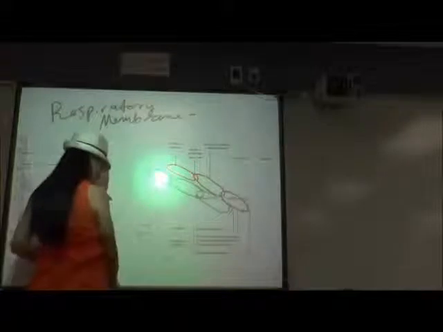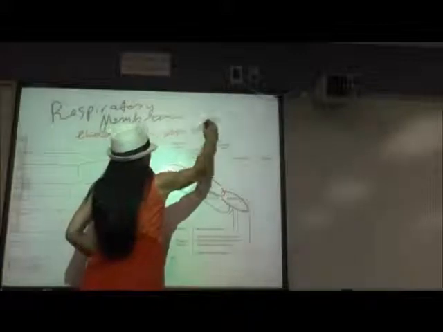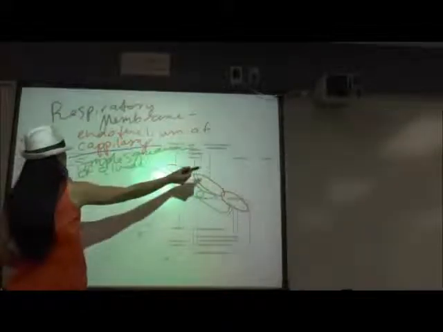So the three parts are the endothelium of a capillary, the simple squamous epithelium of the alveoli, and then the basement membrane that they share. All of our epithelial tissues are grounded to a basement membrane. So that would be the third component of the respiratory membrane, the basement membrane that both of these layers share.